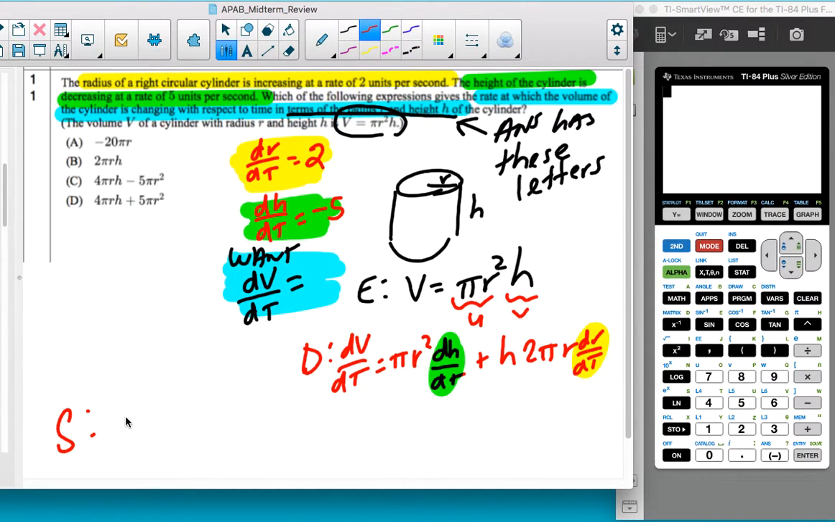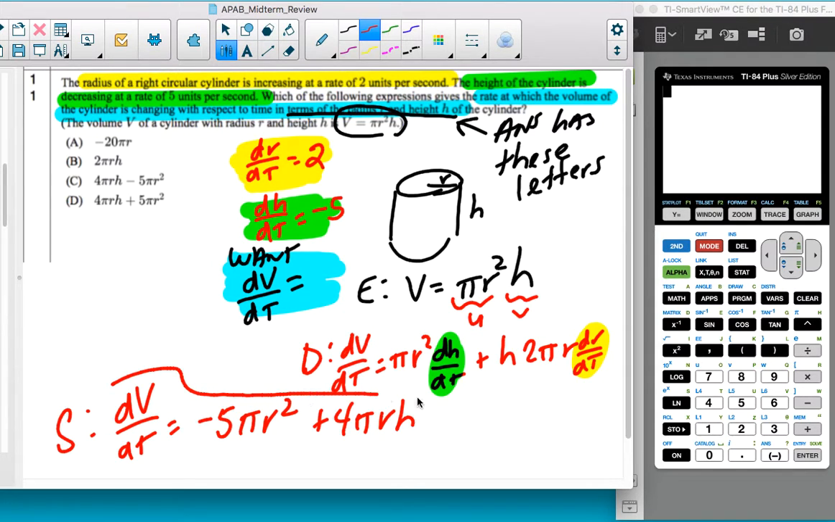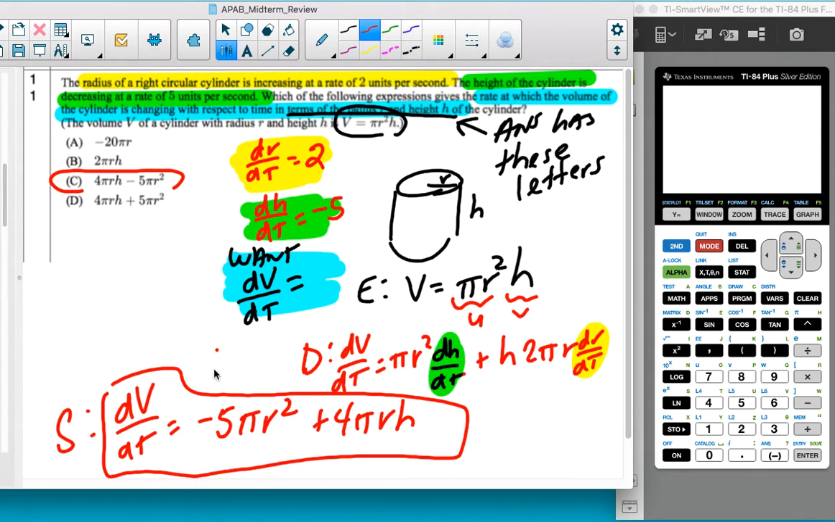So if we substitute in, I'm going to get dV/dt equals pi r squared times -5, so -5 pi r squared, right? And then 2 pi r h times 2, so that's 4 pi r h. And so this is my answer, and then it's just a matter of picking the answer that matches. And sure enough, I want this one, right? Because it's a negative in front of the pi r squared. All right, and that's it.